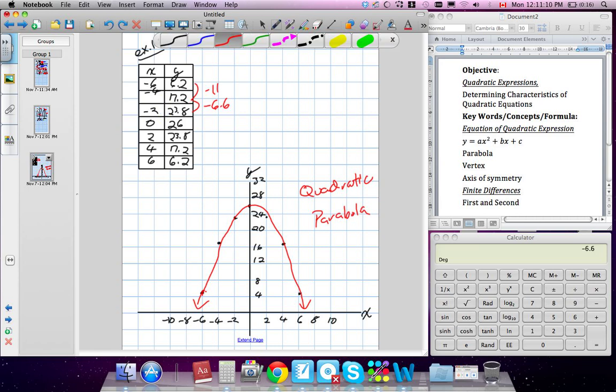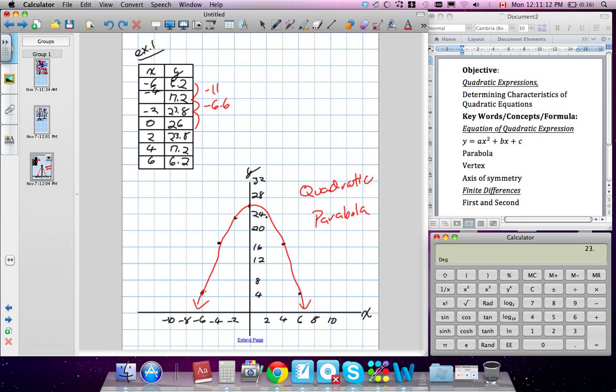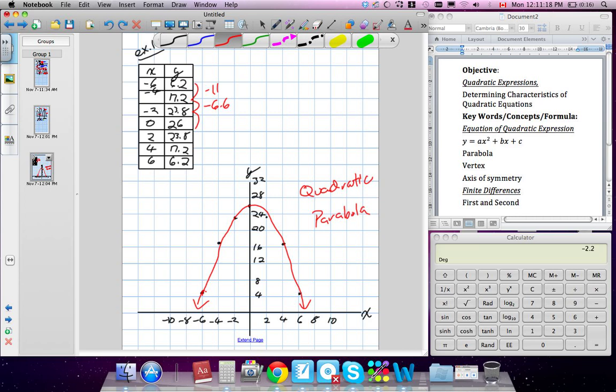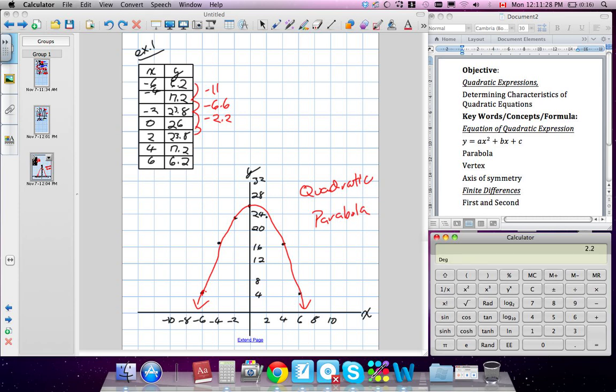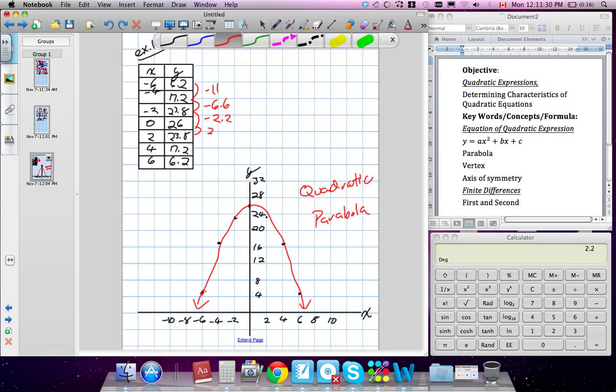In my next one, I'm going to take 23.8, subtract 26, negative 2.2. Then I take 26, subtract 23.8, 2.2 again. Then 23.8, subtract 17.2, I'm going to get 6.6. And finally, I'm going to get 11 again. These are called first differences. Okay? These were my first differences.